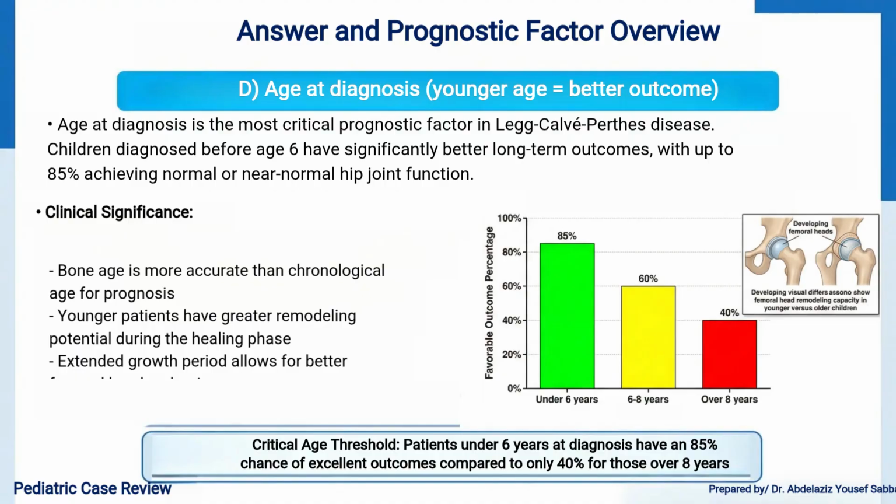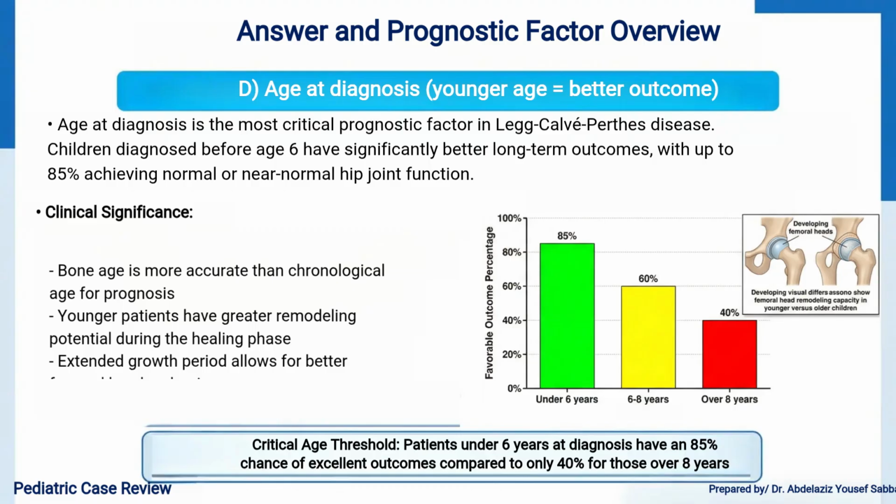The correct answer is option D, age at diagnosis, where younger age equals better outcome. Age at diagnosis is the most critical prognostic factor in Legg-Calvé-Perthes disease. Children diagnosed before age 6 have significantly better long-term outcomes, with up to 85% achieving normal or near normal hip joint function. Clinical significance points: bone age is more accurate than chronological age for prognosis.